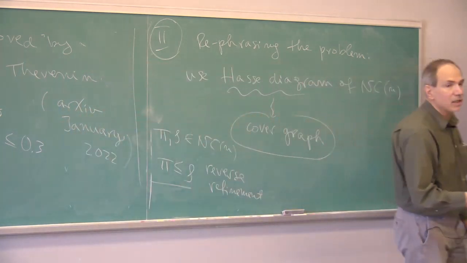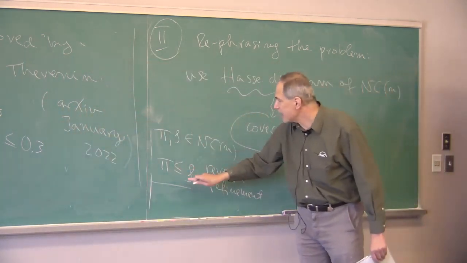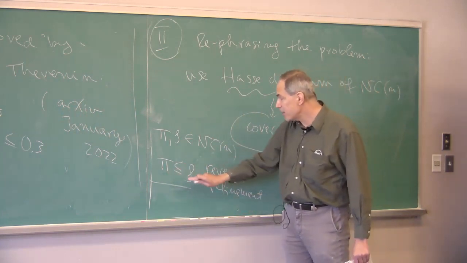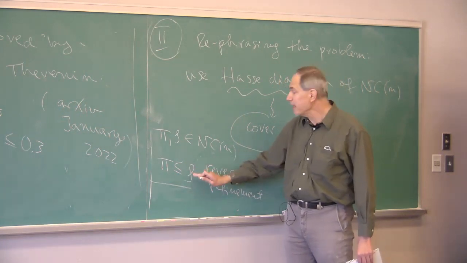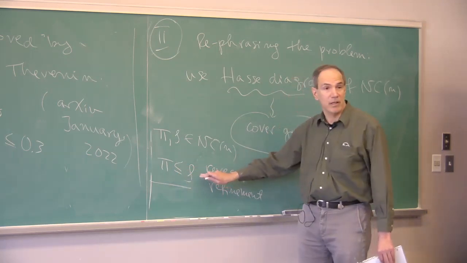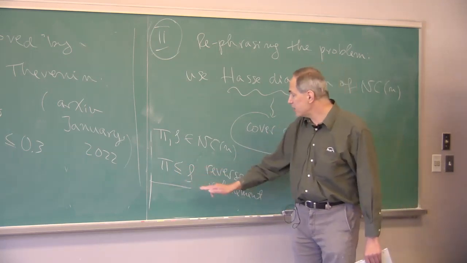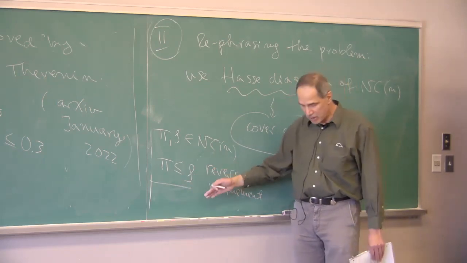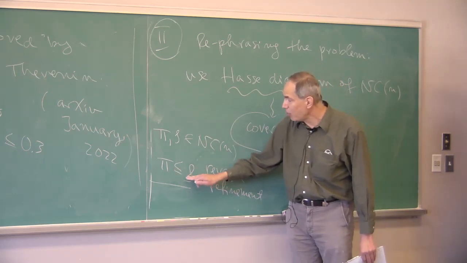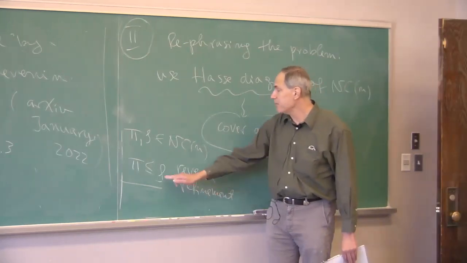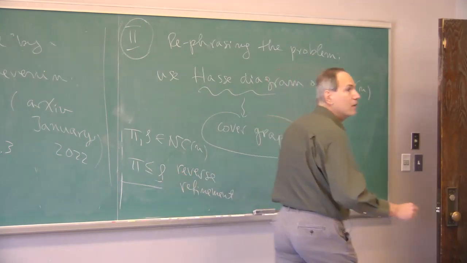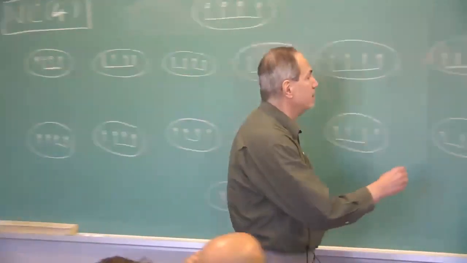Now, you say that rho covers pi if rho is greater or equal pi, it is distinct from pi, and there is nothing in between them in the reverse refinement order. And you can see right away, given how the pictures work, that rho is a cover of pi means that rho is greater or equal pi in the reverse refinement order, and also I'll write this here.